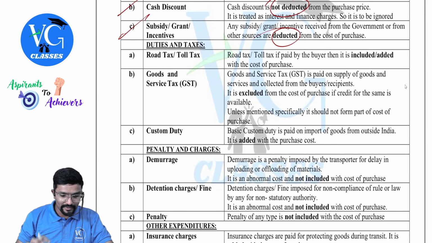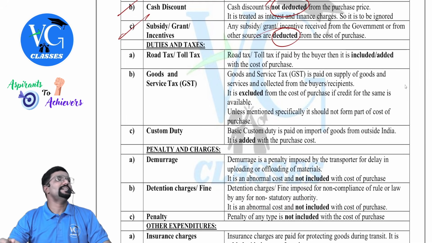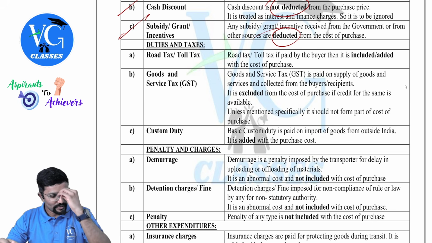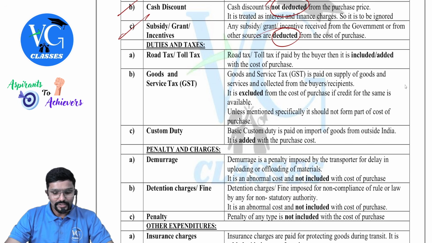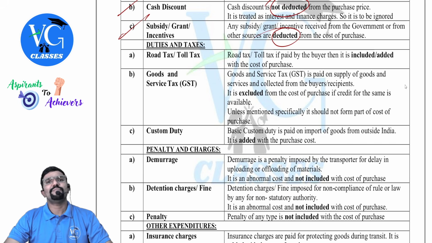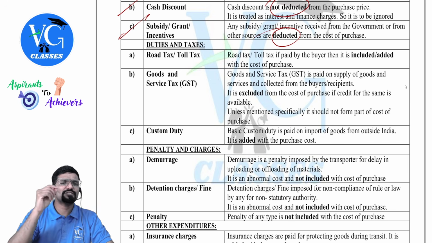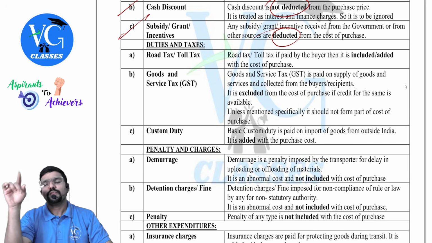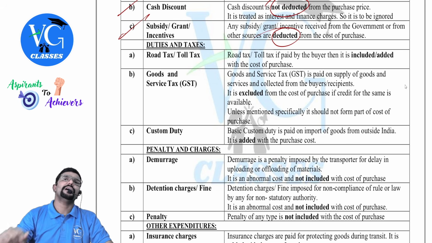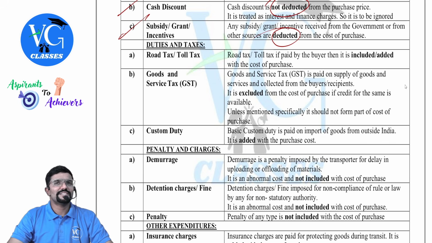Now come to our area again. Duties and taxes. Road tax, toll tax, if paid by the buyer, then it should be included, added with the cost of purchase. Guys, if any tax, road tax, toll tax and all, if the buyer is paying it, add it to the value of inventory.